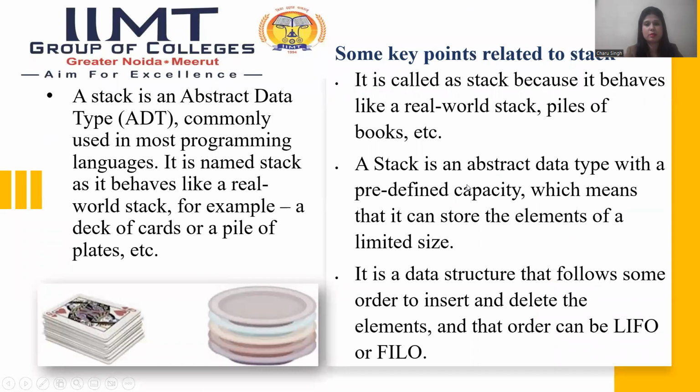So here are some key points of the stack. It is called a stack because it adapts the real life environment. Like we have some piles of books, we have some stack of plates.